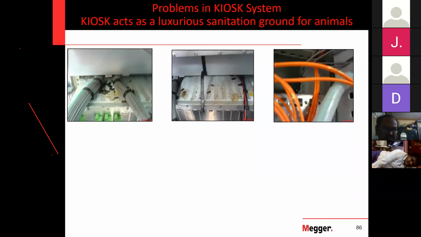You can see here, these are numerical relays. You see what has happened? The rats have used it as a sanitation ground. This is the fiber optic cable. They have bitten the cable.